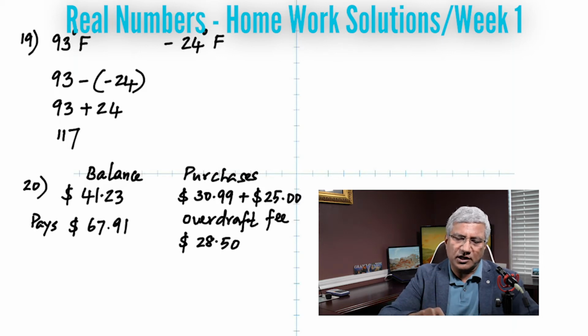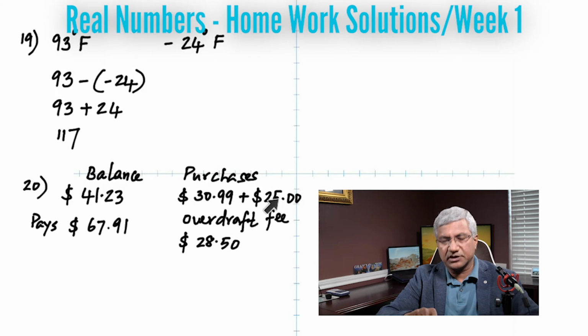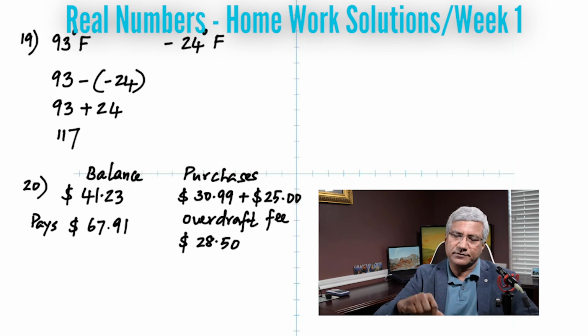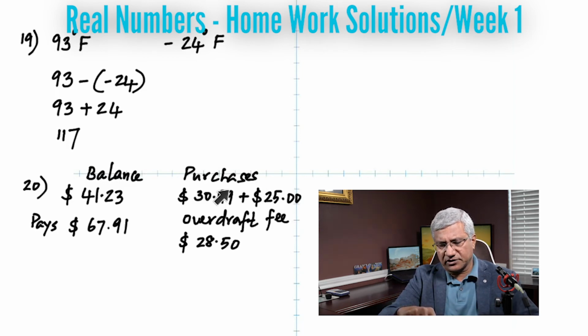All right, so you start with the balance. You make two purchases, and because those two purchases have gone over the balance, the bank charges you an overdraft fee, and then you pay this much, and you're asked to find what the balance is in your account. So how do we do this? You add the two purchases, which are considered to be negatives, because you're losing money, and you're also losing money here, 28.50. Okay, so you have three negative numbers and then you have two positive numbers.